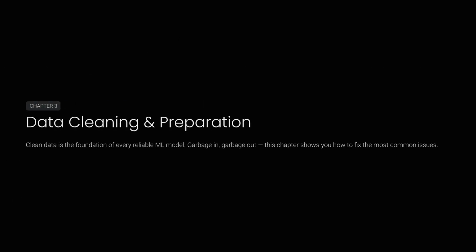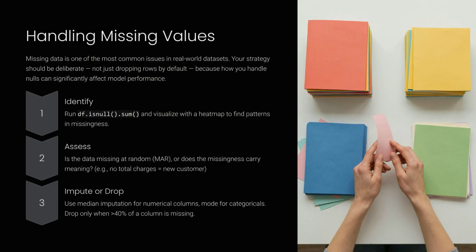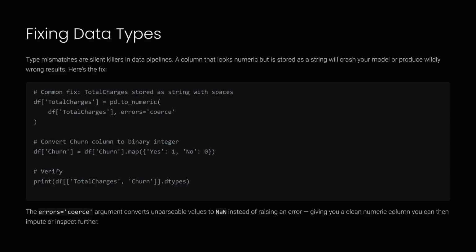Chapter 3 covers data cleaning and preparation. We follow the principle that clean data is necessary for a reliable model. When handling missing values, identify the patterns, assess if the data is missing at random, and decide whether to impute or drop values based on your findings. Fixing data types is vital to prevent errors.